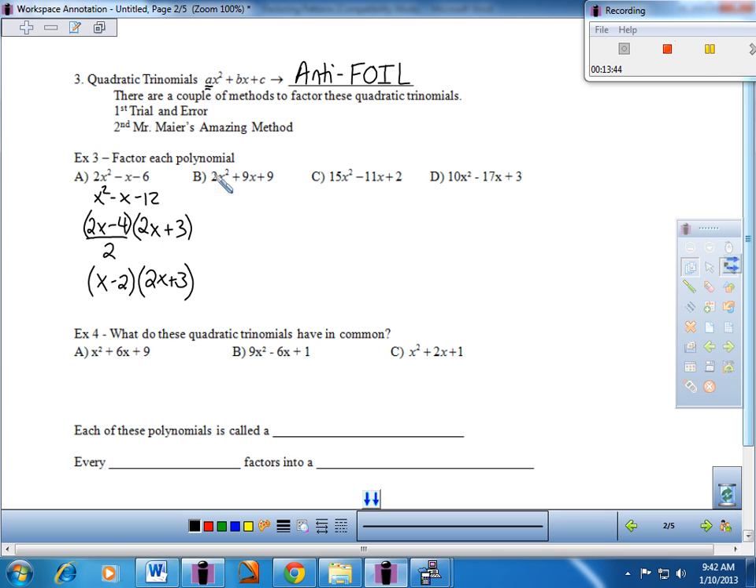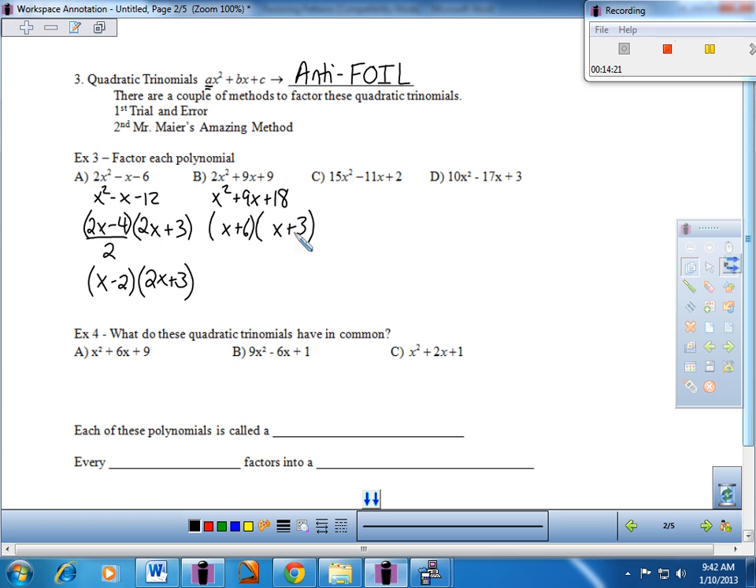So here's my method in a nutshell. I take my 2 and move it over to the other side, just temporarily. So plus 9x, and then 2 times 9 is 18. What I'm looking for now is 2 numbers that multiply to 18 and add to 9. That's not too bad. I can pull that off. And so I'm going to go ahead and do x and x. It looks like a plus 6 and a plus 3.